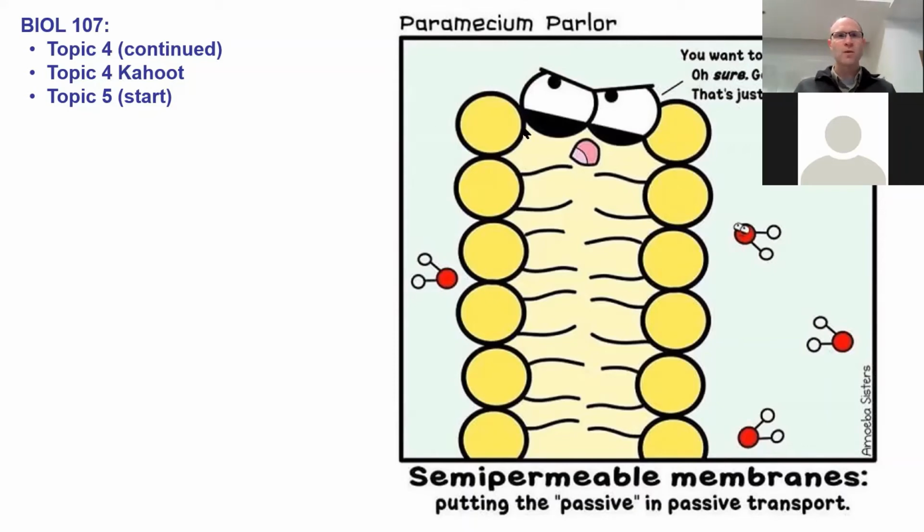Okay, so Biology 107 today. We're going to finish up topic 4. I have a code for you. And then we're going to start topic 5. And that should cover all of today.